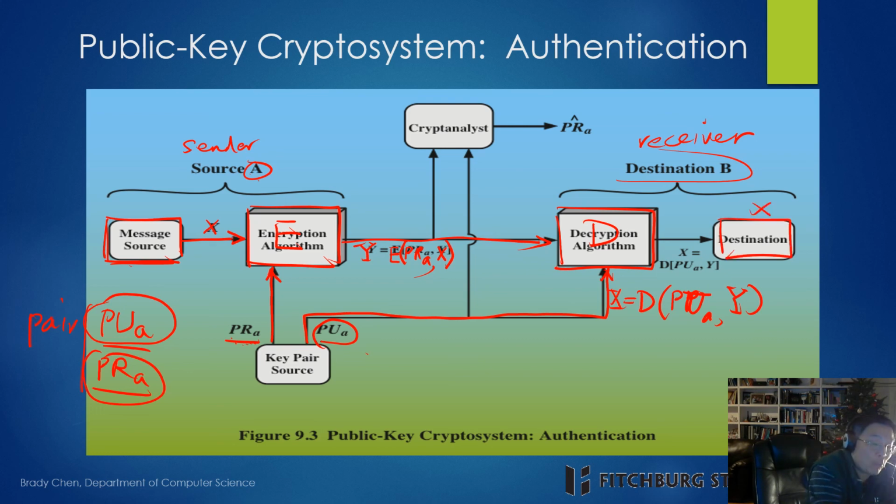Like I said in the previous slide, this is for authentication, because there's no way you can keep the message secret. Everyone can grab the public key of the sender, PUA, and decrypt the message. So everyone can see the message, but the only purpose in this case is to make sure everyone is confident that this is the message sent by the sender.